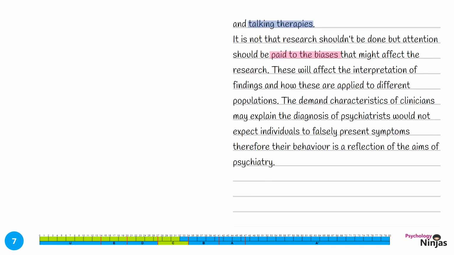The demand characteristics of clinicians may explain the diagnosis of psychiatrists, who would not expect individuals to falsely present symptoms. Therefore, their behaviour is a reflection of the aims of psychiatry. The biases in Rosenhan's study are creating demand characteristics within the psychiatrists, that they wouldn't expect people to falsely present symptoms, they wouldn't expect to see pseudo patients, and therefore their biases are skewing them towards a positive outcome, a type 1 error, that these patients must have something wrong with them.